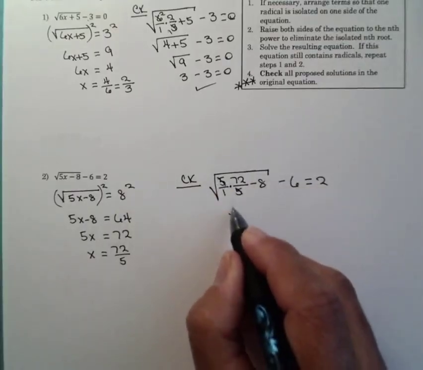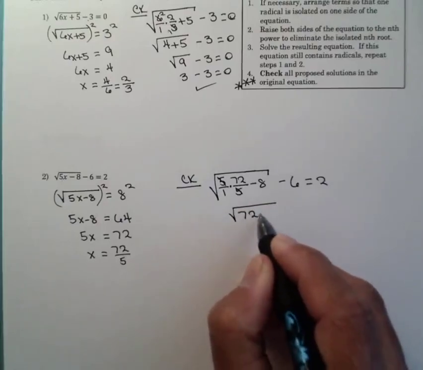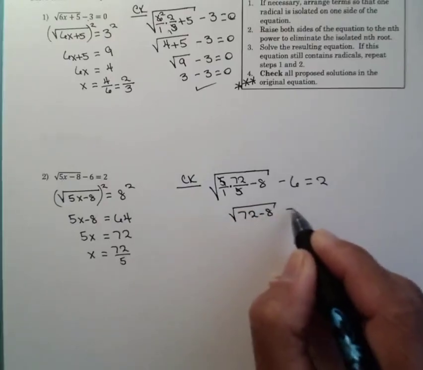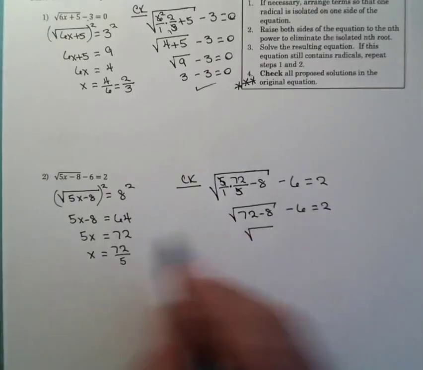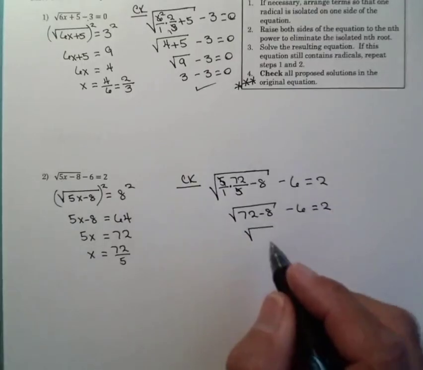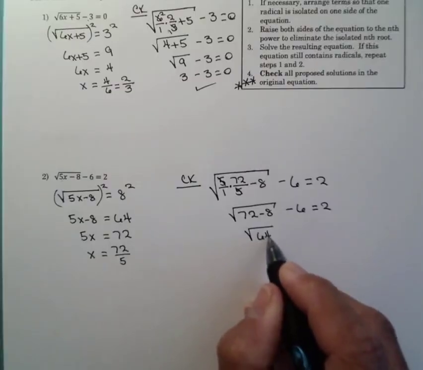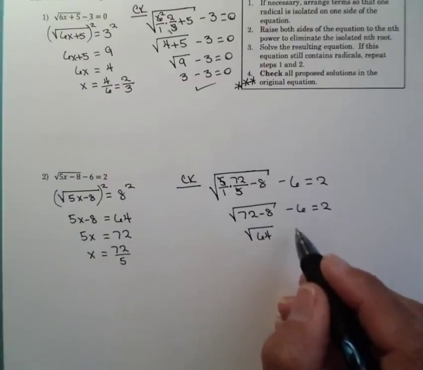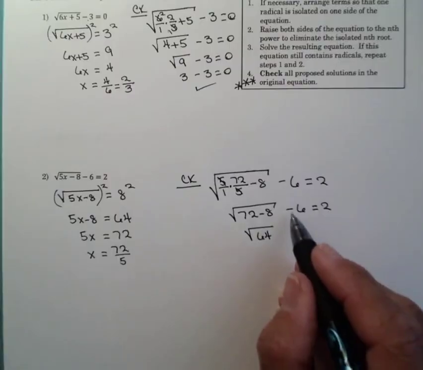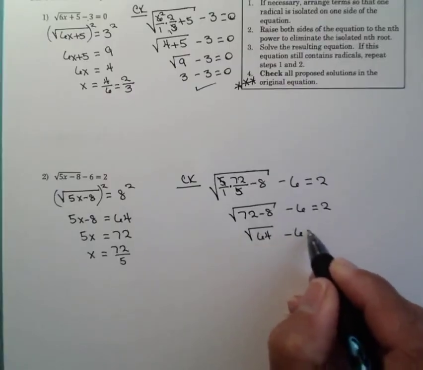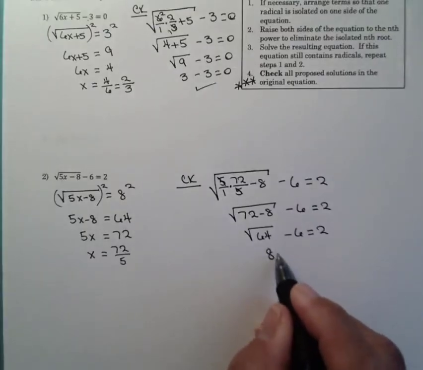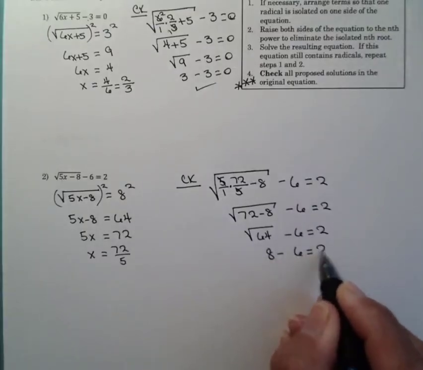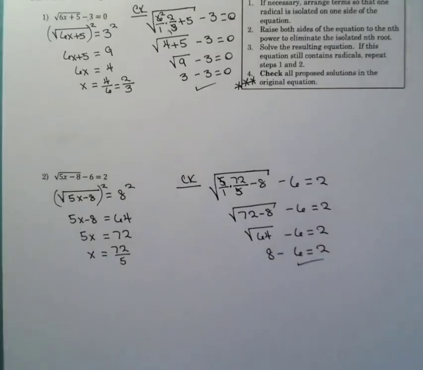What do I have? Under this radical, I've got 72 minus 8. Minus 6 is equal to 2. Well, 72 minus 8, I did that before, didn't I? 72 minus 8 was 64. And if I take that minus 6, I'll keep it there. Okay, so what's the square root of 64? Well, that would be 8. Minus 6 is equal to 2 is what my statement says. It's right, so my solution was a good one.